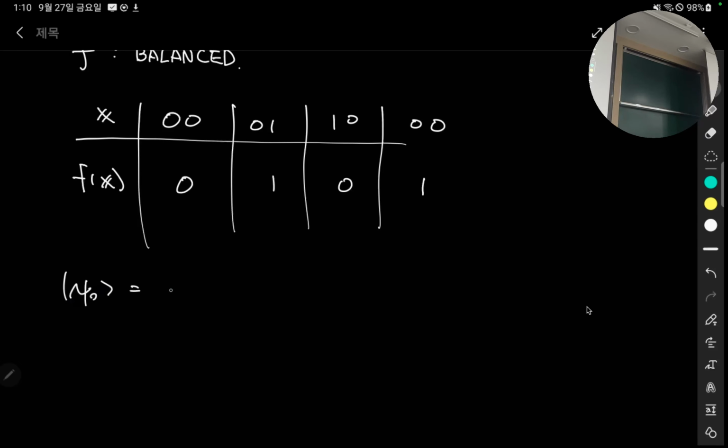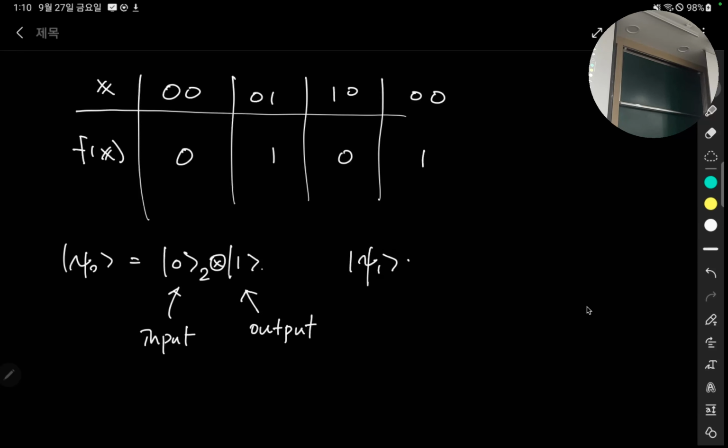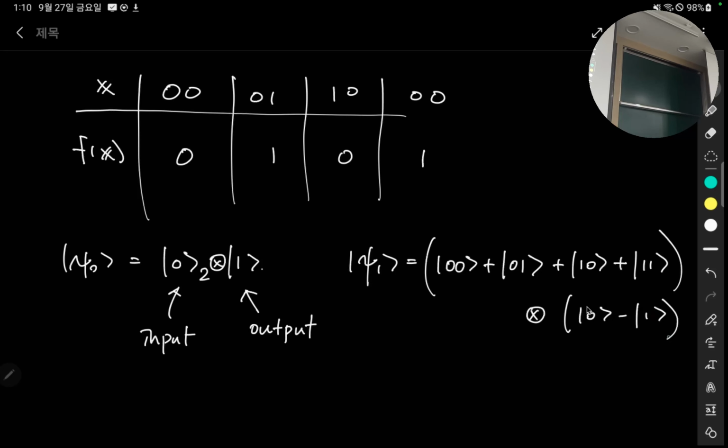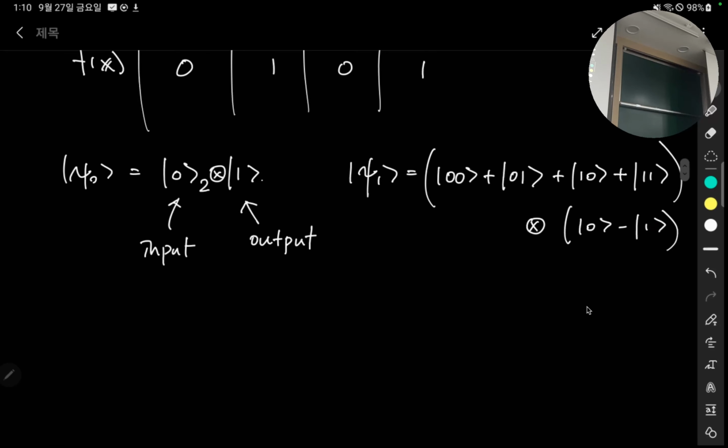Psi 0 is 0, 0, 1. So that's the input register, and that's the output register. And psi 1, I'm going to forget about the coefficient, not going to be too strict about the coefficient. So it's 0, 1, 1, 0, plus 1, 1 times 0 minus 1. That's after applying all the Hadamard gates on the input and output.